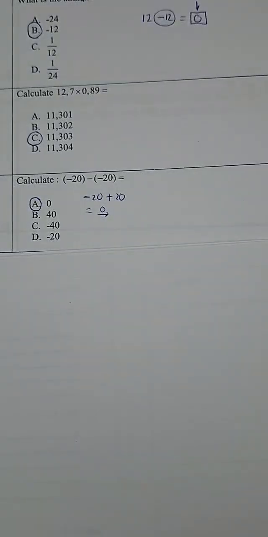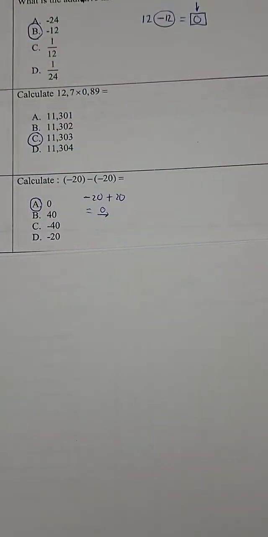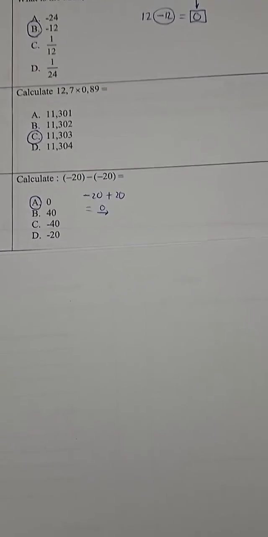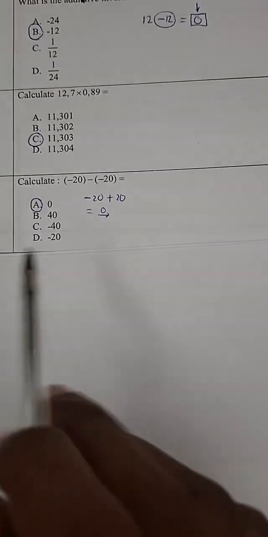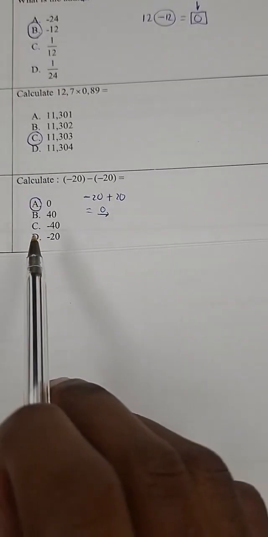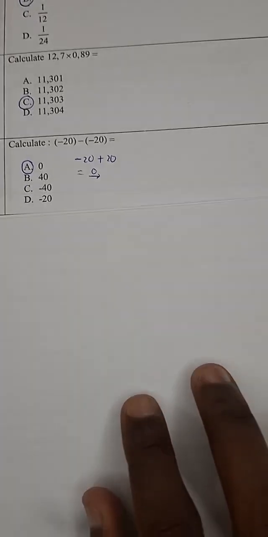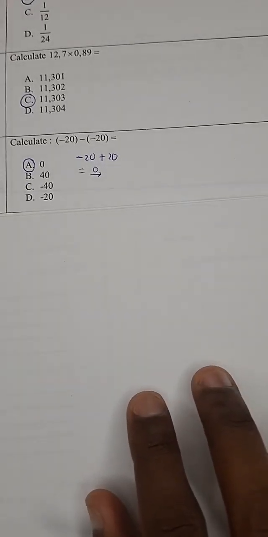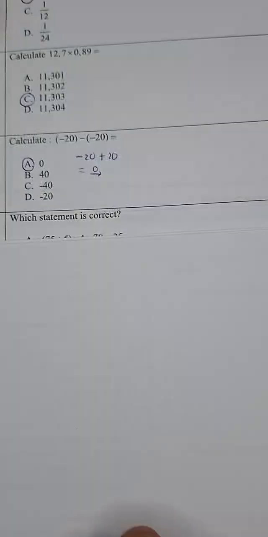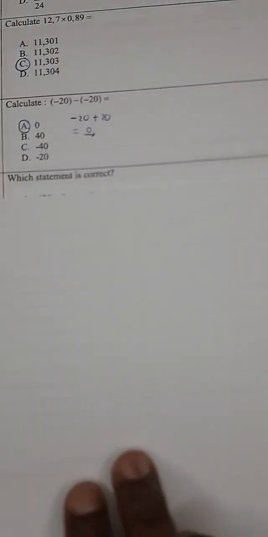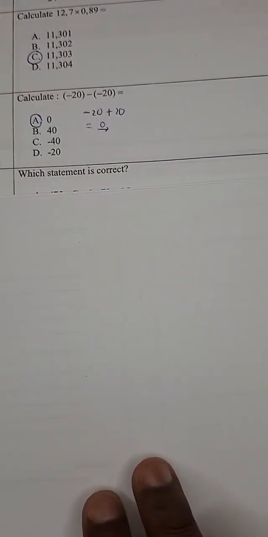So basically, it is 0, the answer. So those that said A were 100% correct. Do you see, those who said C, do you see why your answer is incorrect? I hope you do. Because those signs that are next to each other, brackets mean multiply, you multiply the signs, you get a different answer. Okay, let's move on to the next question.